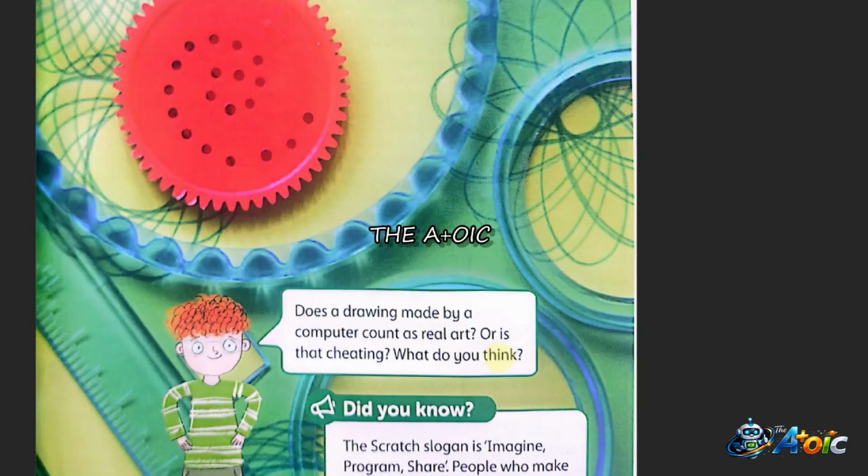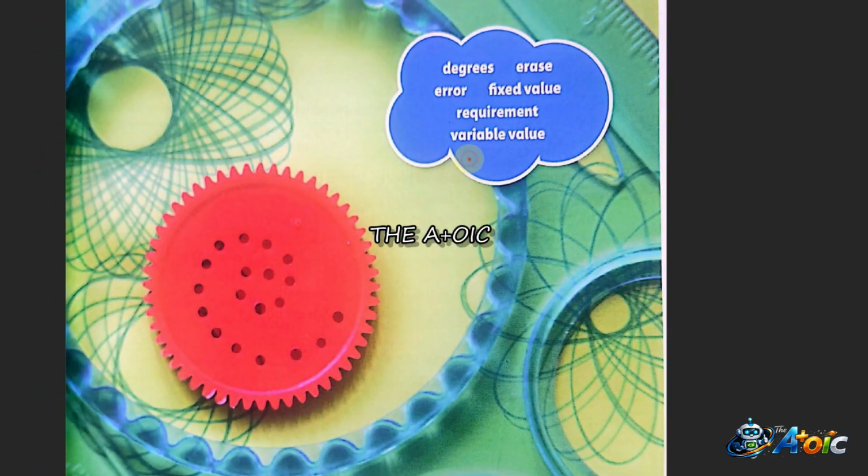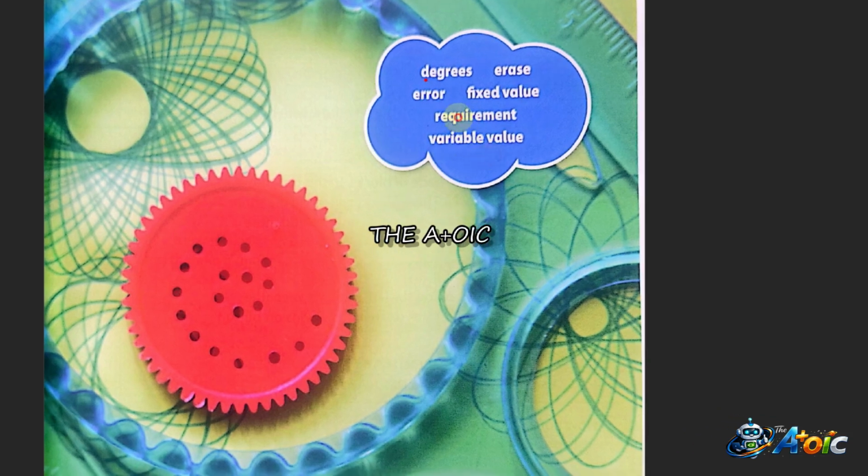So here we have keywords: degrees, erase, error, fixed value, requirement, variable, and value. I've explained this to you multiple times in class, right? So degrees. A degree simply means a unit of measurement for angles.